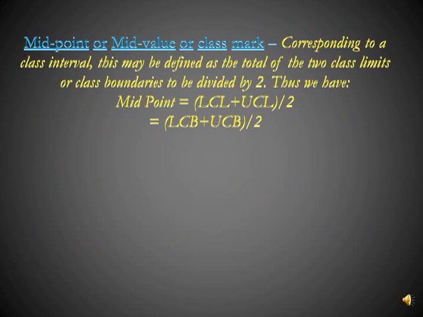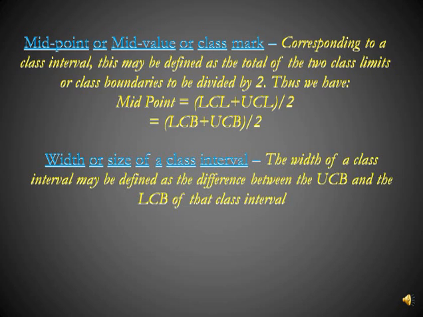Third is midpoint or mid value or class mark. Corresponding to a class interval, this may be defined as the total of the two class limits or class boundaries, to be divided by 2. So we have midpoint is equal to lower class limit plus upper class limit upon 2, or we can say lower class boundary plus upper class boundary upon 2.